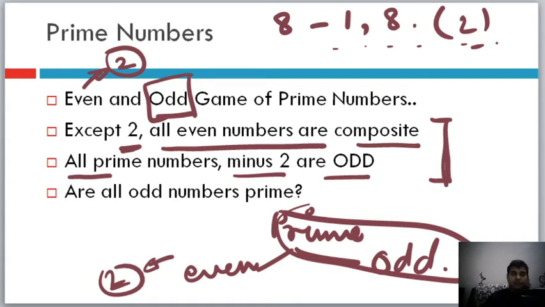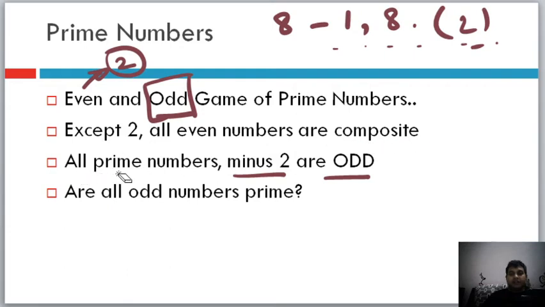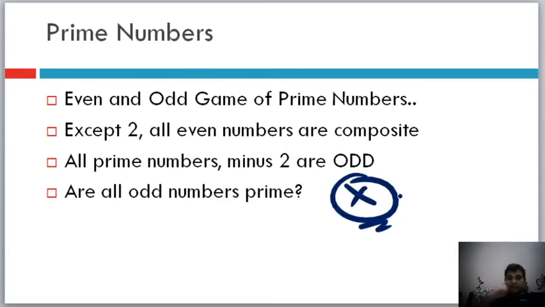So अगर आपको कोई even number दिखता है जो कि 2 नहीं है, तो you can safely assume कि it is not a prime number and it is a composite number. Similarly, but if you see all the odd numbers, it is not necessary that they are all prime numbers, obviously, right? So all prime numbers minus 2 are odd, but all odd numbers are not prime numbers. ये भी true and false में काफ़ी बार सवाल आता है. So keep this in mind. It's just basic concepts, but you need to understand.